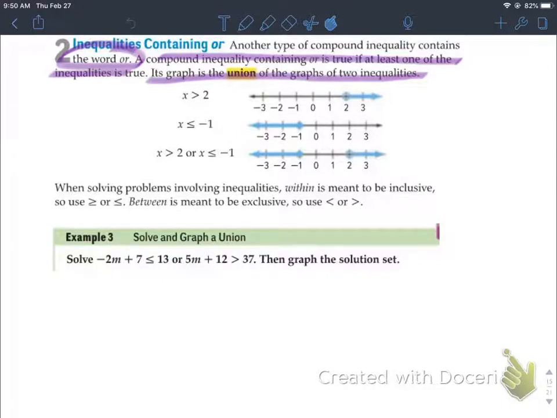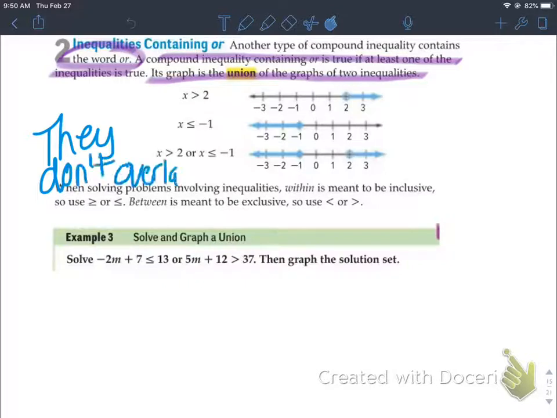So here if we graph x is greater than 2 in the first line, and then we have x is less than or equal to -1, put them on the same graph, we see that they do not overlap. So in the next example here, we are going to work through and solve to get two inequalities that should not overlap each other, unless there's a special reason, which you will see as we move forward.